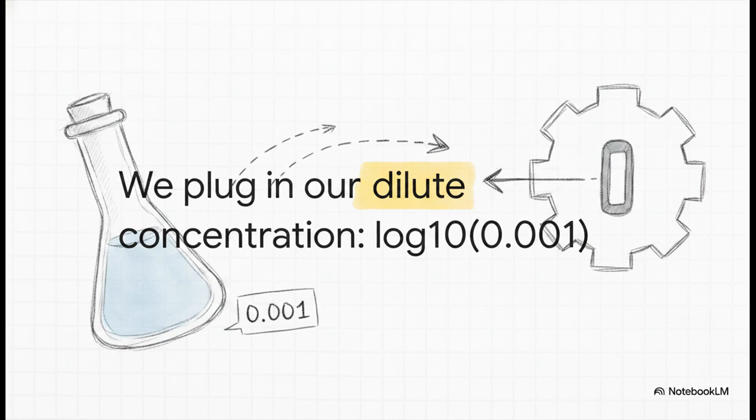Next up, we have the logarithmic part of the equation. We're taking the log base 10 of the concentration of our oxidized form. In this case, that's our aqueous copper ions. Remember that non-standard concentration we highlighted a minute ago? Well, here is where it goes into the machine. We're plugging in our highly dilute concentration of 0.001 moles per decimeter cubed.